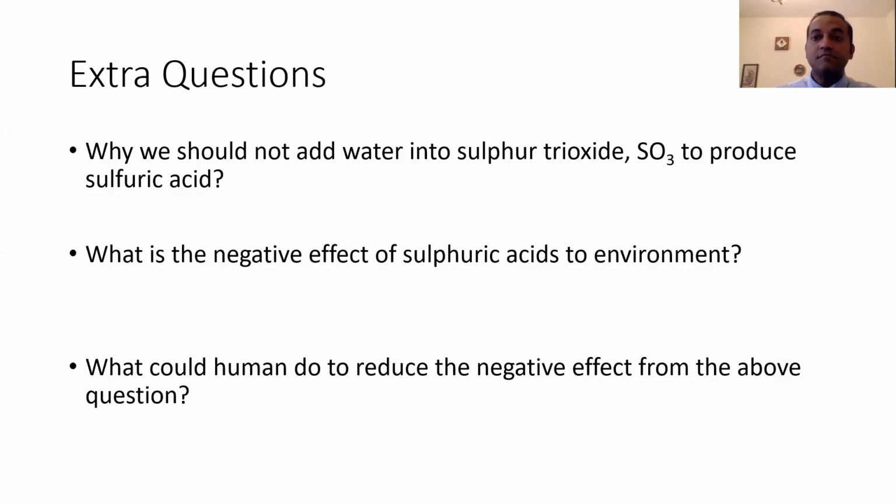Why? Number 2, what is the negative effect of sulfuric acid to the environment? Try to think about this. Some of you might know the keyword called eutrophication. Okay, number 3, what could human do to reduce the negative effect from the above question, means from the effect of sulfuric acid to the environment? So these 3 key points is something that you need to ponder. It will help to enhance your learning in this chemistry for the coordinated science.